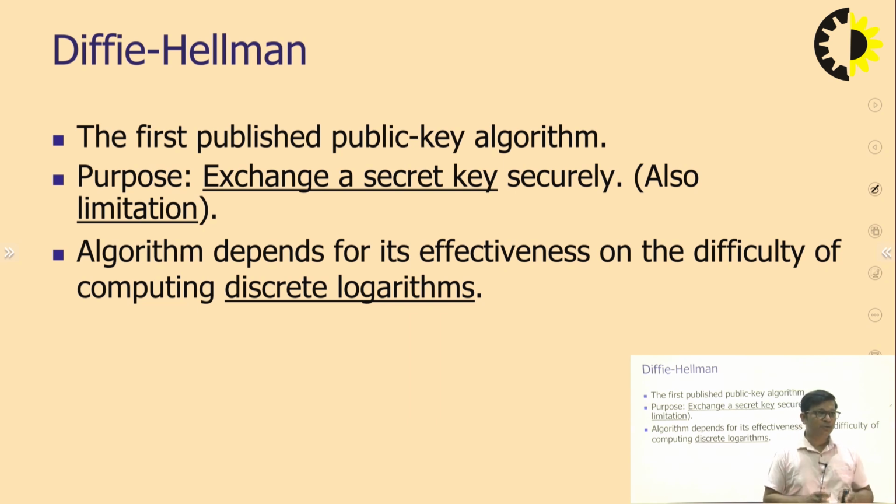The sender uses one key, and the receiver can decrypt it using a different key. So there is a public key and a private key: two keys, one for encryption and another for decryption. This algorithm depends for its effectiveness on the difficulty of computing discrete logarithms, and it has some limitations also. It is used to exchange the secret key, but because of those limitations this algorithm is not widely used currently.